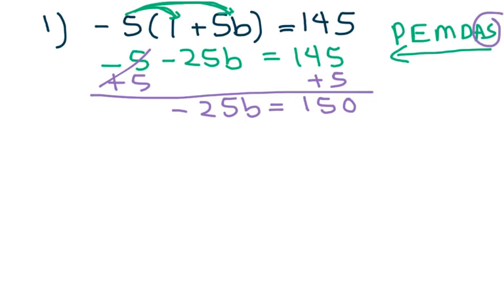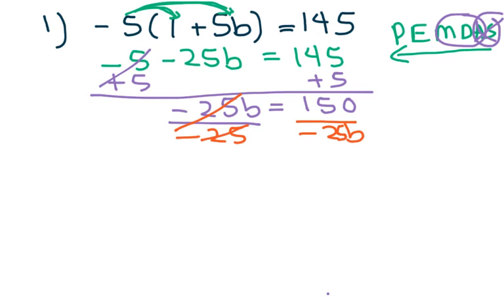Is there anything we can multiply or divide by? Yes, we can divide both sides by negative 25 to isolate the b. And when we do that, this becomes 1. Negative 25 divided by negative 25 is 1, and we get b equals negative 6. So our solution set is negative 6.